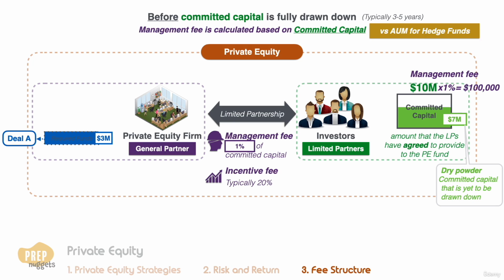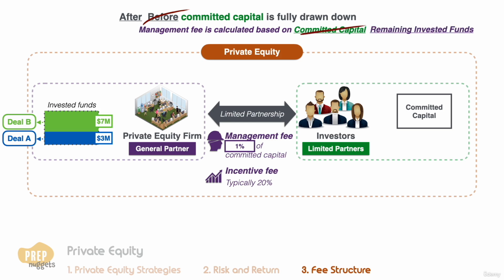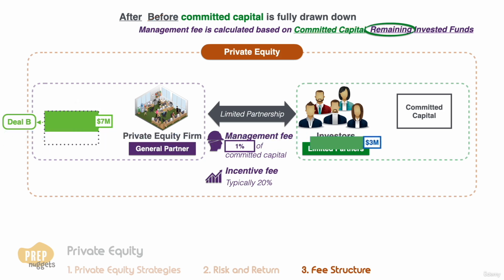So let's say sometime later the GP entered into another private equity deal and draws down the remaining $7 million of committed capital to invest in it. Note that after the committed capital is fully invested, the management fees are paid only on the funds remaining in the investment vehicle. Note this word, remaining. As investments are exited, capital is paid back to the investors, and they no longer pay fees on that portion of their investment.